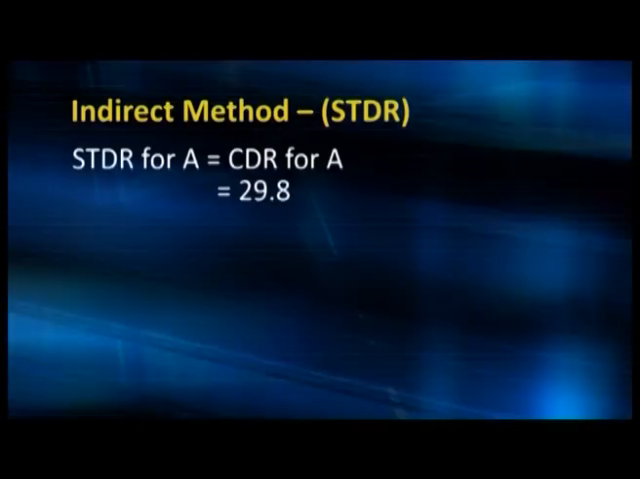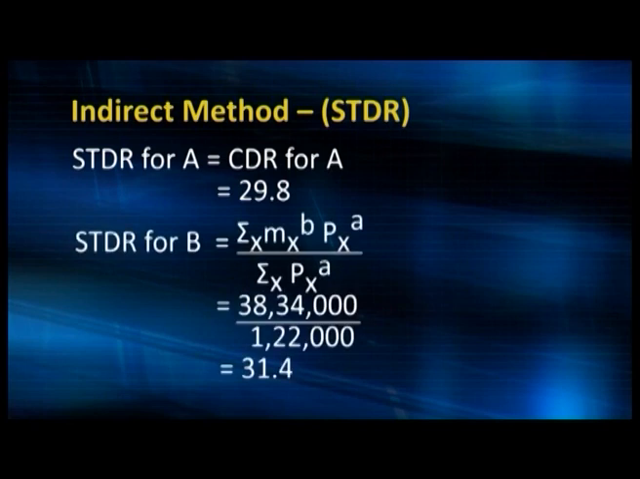The standard death rate for population A is equal to the crude death rate of population A, which is equal to 29.8. Since population A is taken as the standard population, the standard death rate of population B is equal to summation of the product of the death rate of the population B and the population A for age X divided by summation of population A, which is equal to 38,34,000 divided by 1,22,000, is equal to 31.4.